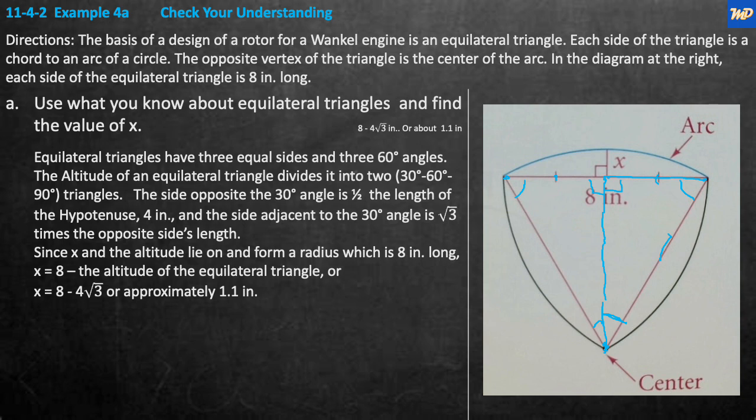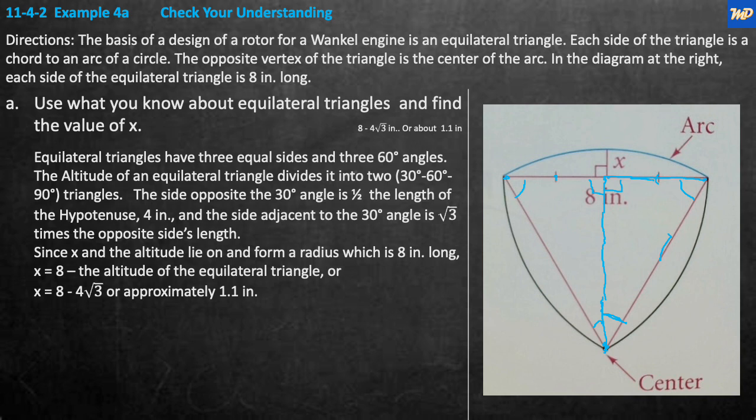So knowing that that's 4 inches, and it says, and the side adjacent to the 30-degree angle. So now they're talking about what's the side adjacent? They're talking about the altitude. The altitude is the side adjacent to the 30-degree angle is the square root of 3 times the opposite side's length. Well, the opposite side, this is the opposite over here.